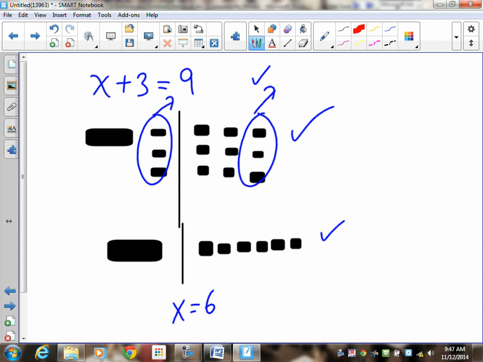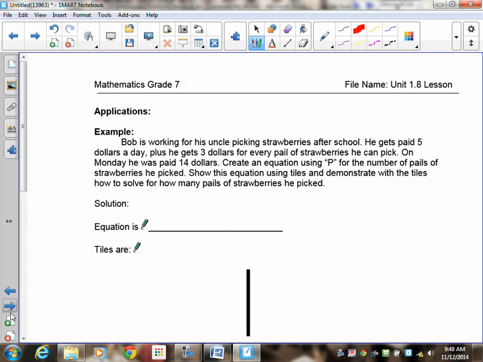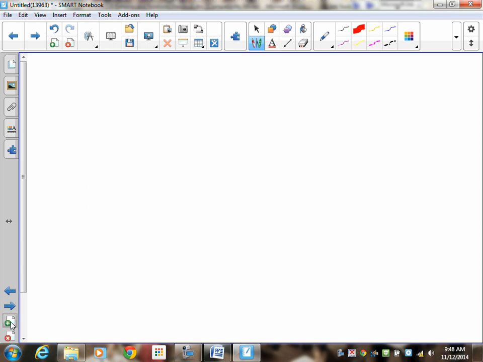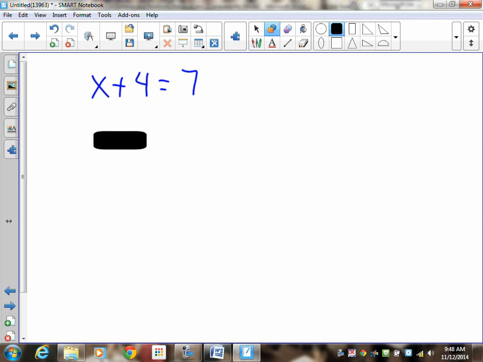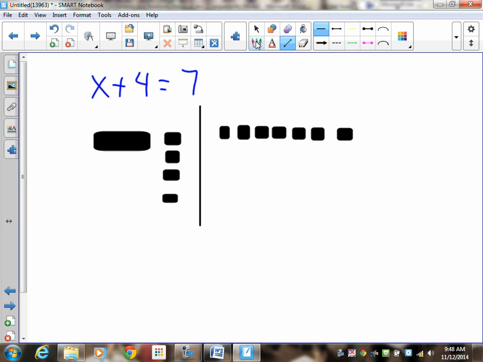All right, let's do one more. Oops, back up. So we have X plus 4 is equal to, let's say, 7. Okay, pause the recording and you do it. All right, first thing you need to do is draw X and 4, and then on this side, and you have to have equals. If you drew X plus 4 is equal to 7, check.